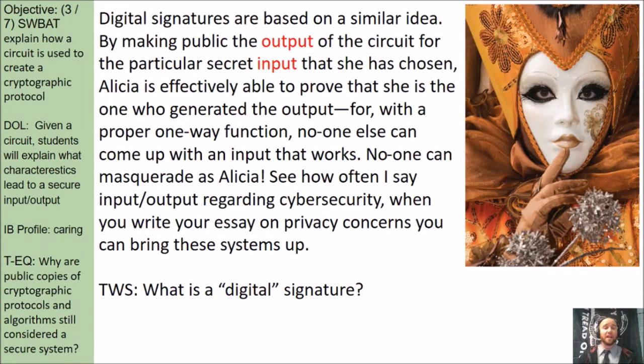Another related concept here is digital signatures. These are based on a similar idea. By making public the output of the circuit for the particular secret input that she has chosen, Alicia is effectively able to prove that she is the one who generated the output, for with a proper one-way function, no one else can come up with an input that works. No one can masquerade as Alicia.